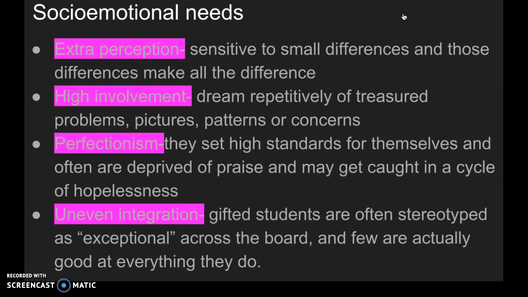So, some socio-emotional needs: extra perception, sensitive to small differences, and those differences make all the difference.